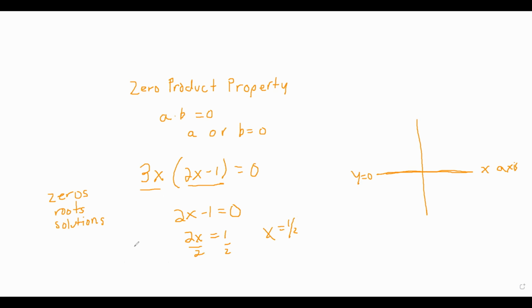And then we have 3x. If we want 3x to be equal to 0, we'll just make 3x equal to 0, because if one part is equal to 0, the whole thing is equal to 0. And then we could divide by 3, but dividing 0 by 3 is just 0. We'll just get x is 0.